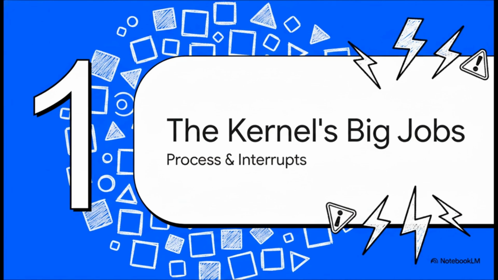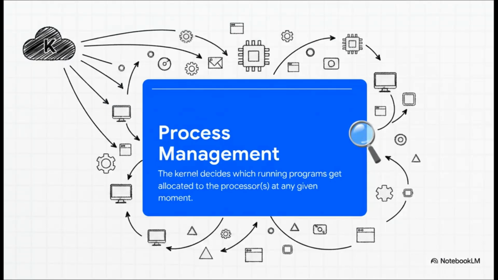Okay, so managing everything is a pretty huge job description, right? So let's break it down and focus on two of the kernel's most critical responsibilities. First, juggling all the programs you're running, and second, handling urgent signals from all your hardware. First up, process management. Right now, your computer is doing dozens, maybe even hundreds of things at once. The kernel's job is to be like an air traffic controller for all these running programs, or processes. It is constantly juggling them, deciding millisecond by millisecond, okay, you get the CPU now, now you.